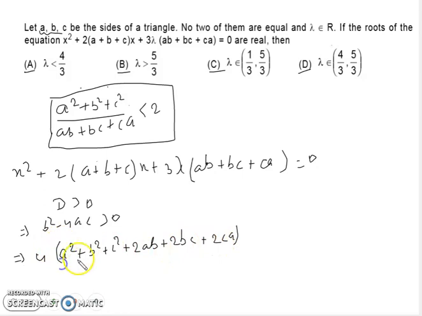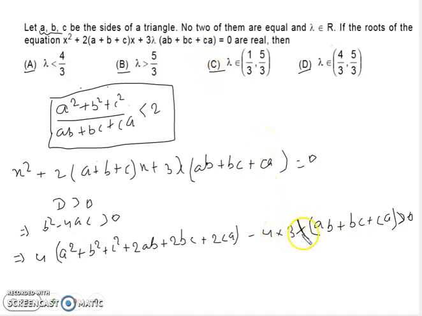And now after multiplying and after putting the value of a and c, so we can write here 4 into 3 lambda, right? Lambda (ab plus bc plus ca) is also greater than 0, right? Are you getting my points, guys? Okay.